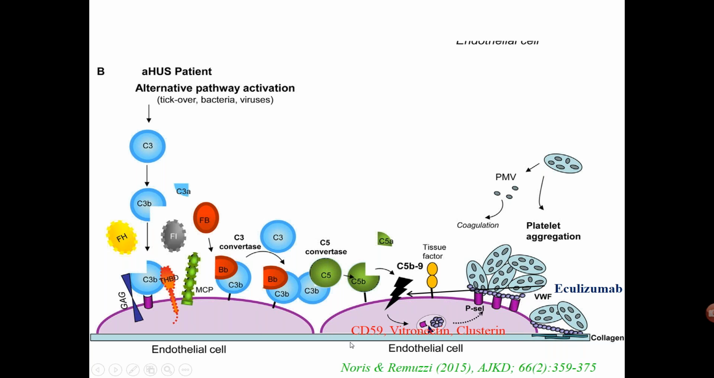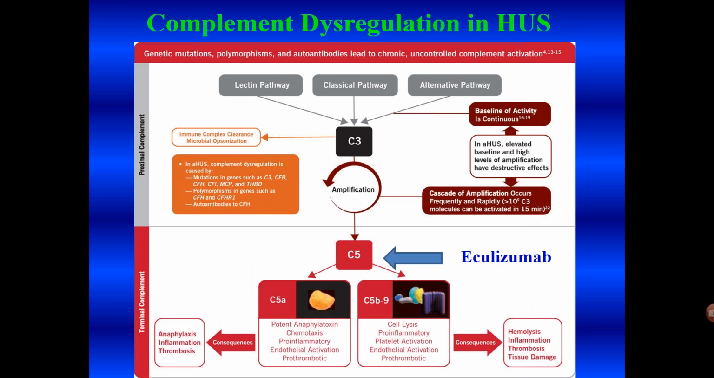There is destruction of the endothelium, exposure of the subendothelial layer, and platelet aggregation takes place. Platelet-rich thrombi are formed on the endothelial surface and on the subendothelial structures. This leads to microthrombi, and as the RBCs pass through these obstructed blood vessels, they are fragmented mechanically, leading to the classical schistocytes, which are then seen on the peripheral blood smear. So this is what happens.